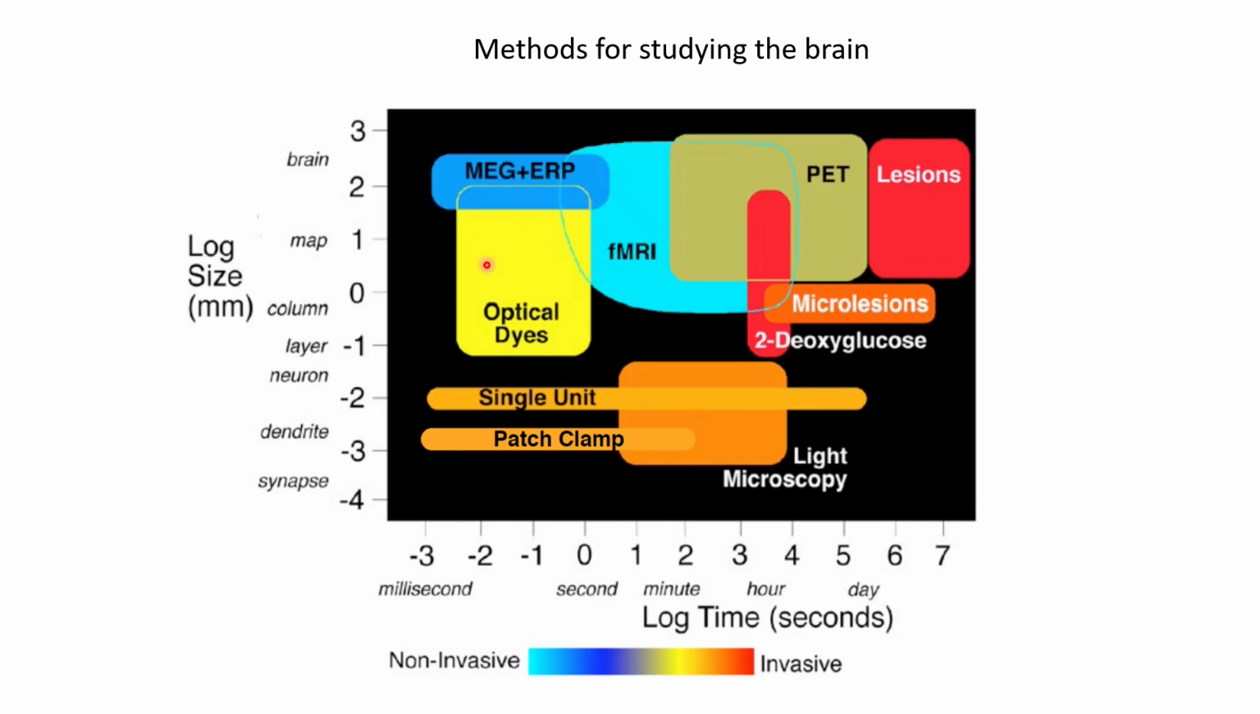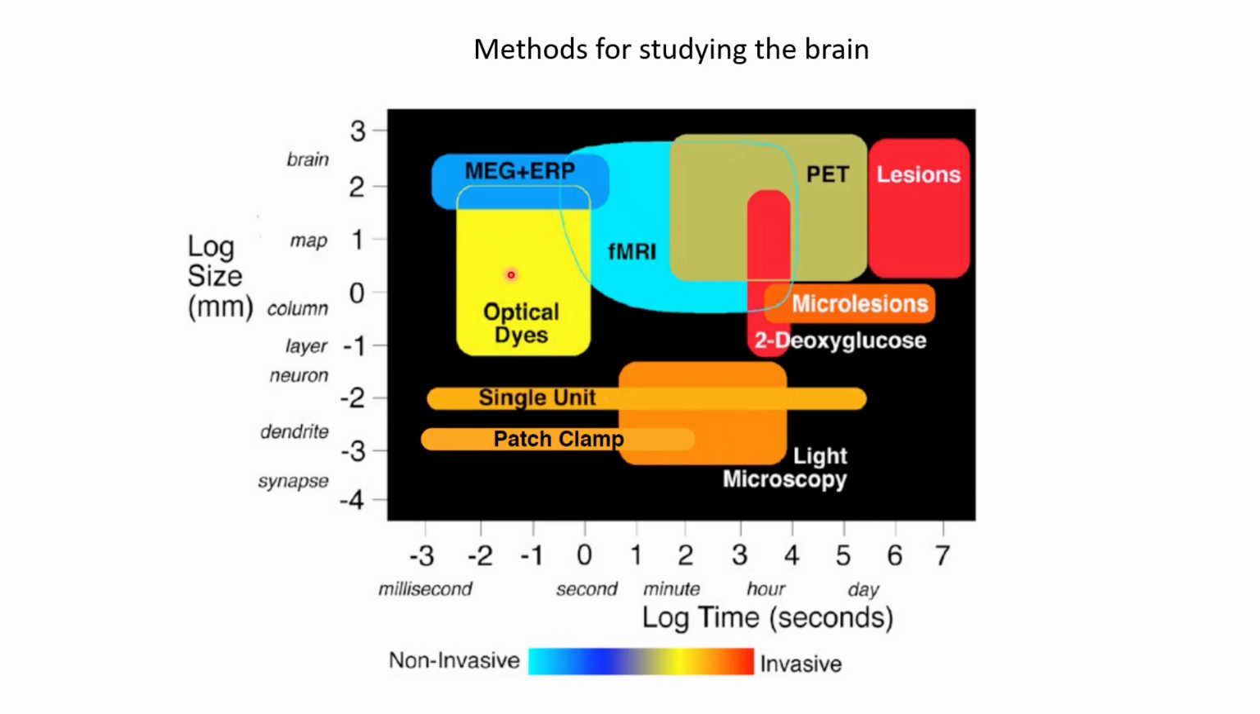Another technique is the use of optical dyes. One of the most commonly used dyes is a protein called GCaMP, which fluoresces when a neuron is active. So by imaging these dyes, one can figure out which neurons in the brain are active. The fluorescence changes on the order of tens of milliseconds to hundreds of milliseconds, so that's the temporal resolution. And the spatial resolution can go from individual neurons to groups of neurons.